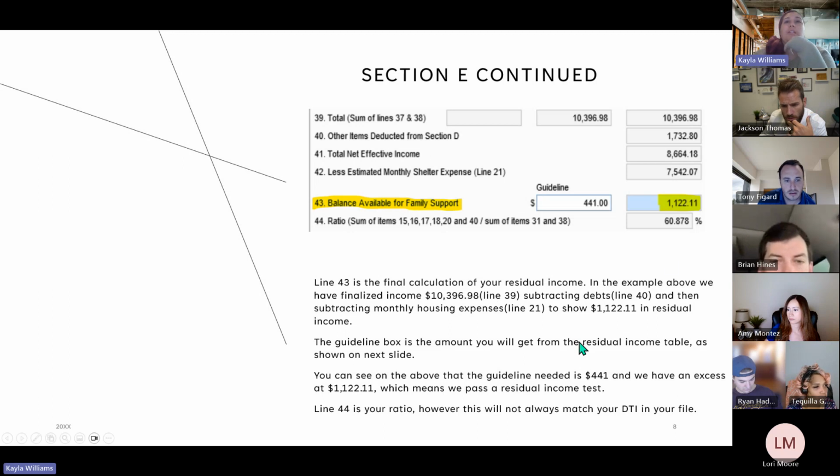Okay, so this ratio is not always going to match your DTI amount, because everything is kind of different than what we did on our DTI, like grossing up income, all those types of things. So this ratio almost will never match the ratio in your file. I think my ratio is 63 and this shows it's 60. So just letting you know, it's not always going to match.